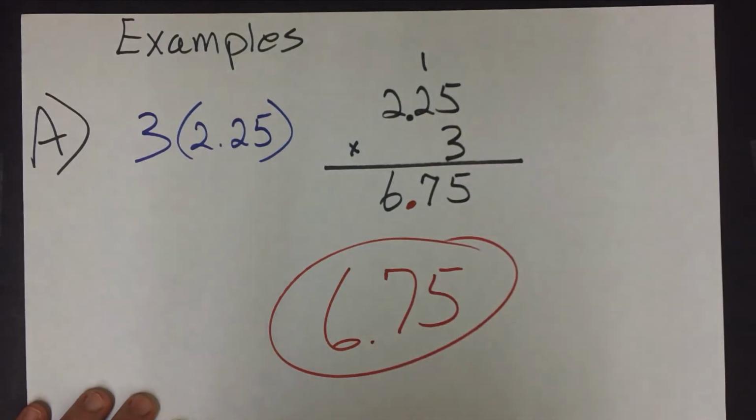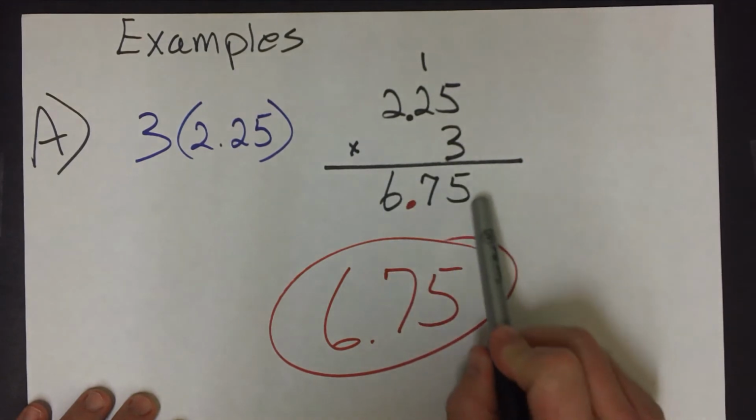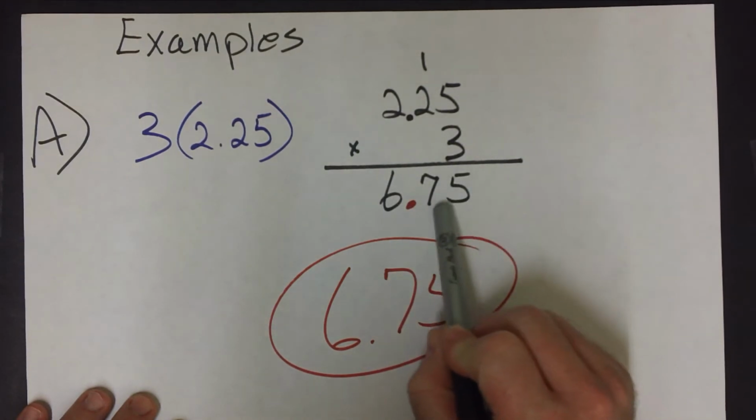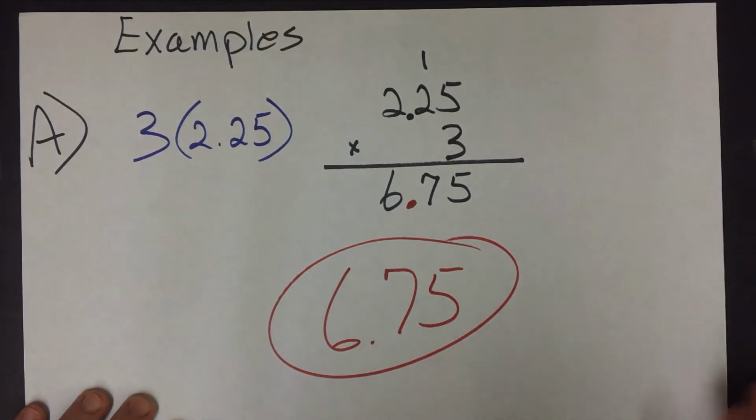And then again, we count our decimal places. There are 2 numbers behind the decimal, so our decimal is understood to be here, and we move it back 1, 2. Our final answer is 6.75.